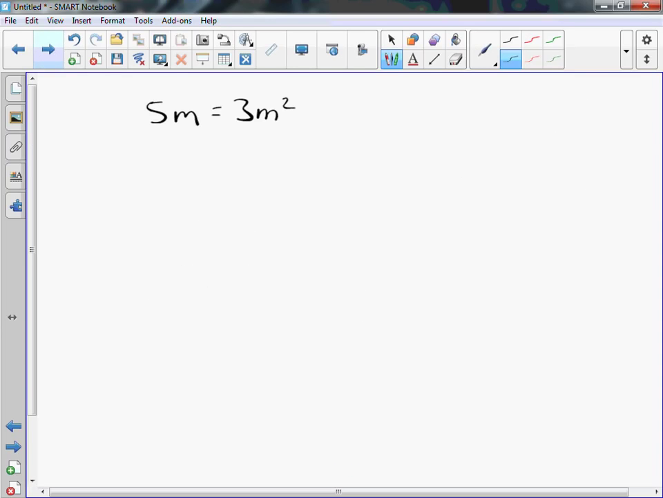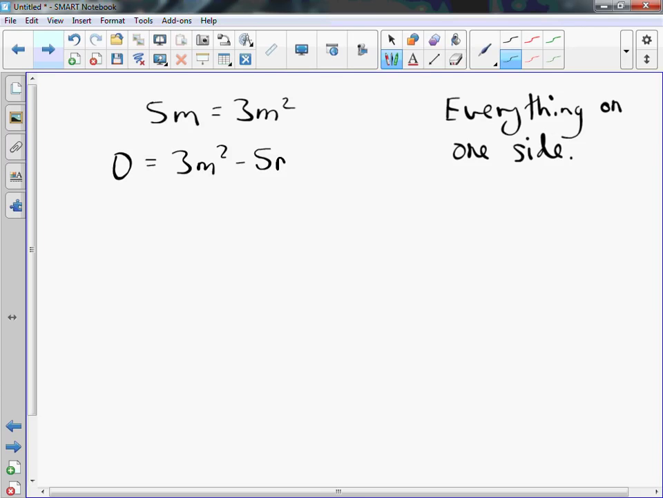This one we actually have to factor and then we will solve it. So we need everything on the same side to start this off. Okay, and I'm going to keep the 3m squared positive. So I'm going to subtract 5m from both sides. Okay, now everything's on one side. Now I'm going to factor.